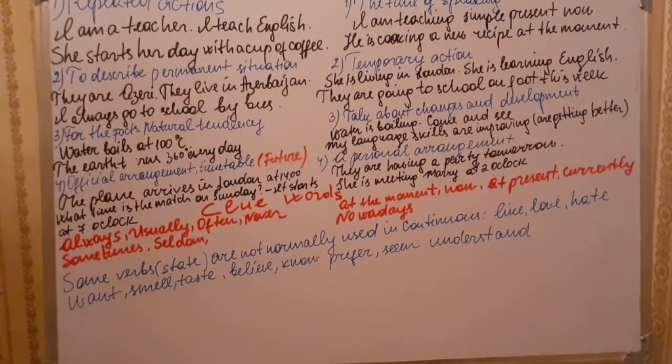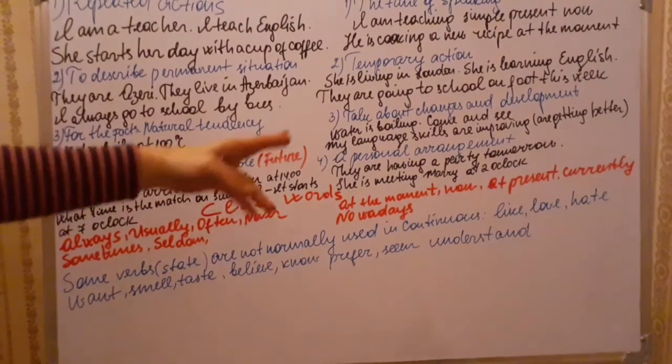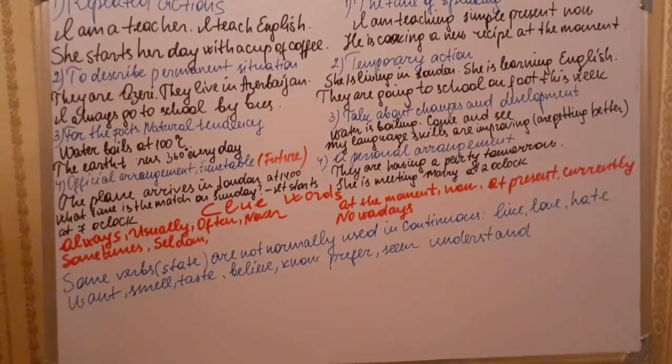When we speak about a personal arrangement, they are having a party tomorrow. So they are speaking about themselves, about their own private arrangement, private schedule. She's meeting Mary at 2 o'clock. Again, I'm not speaking about now, I'm not speaking about any temporary action. I'm speaking about 2 o'clock. Maybe now it is 11 o'clock, but I'm speaking about 2 o'clock. If it is a personal arrangement, we have to use the present progressive, not the present simple tense form.